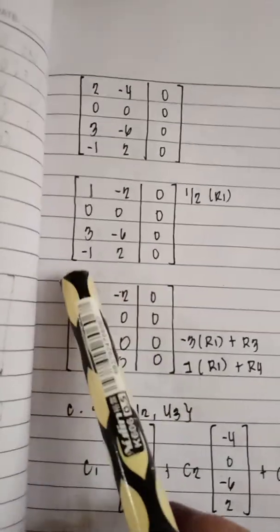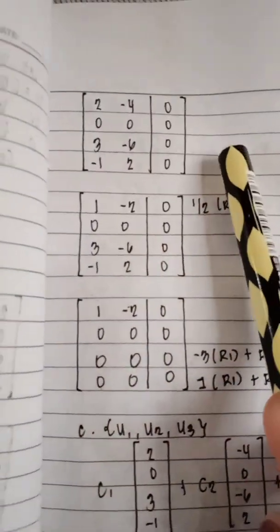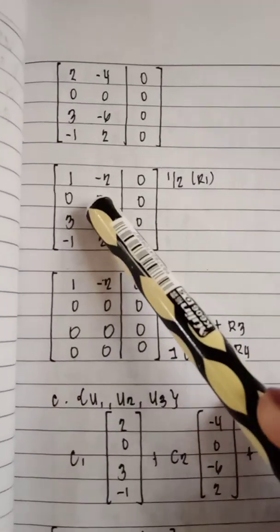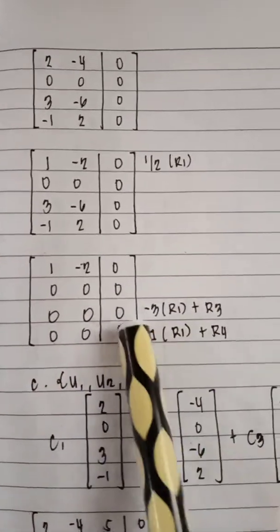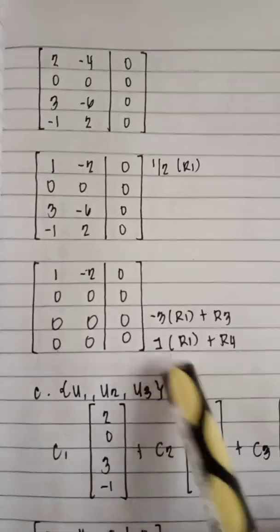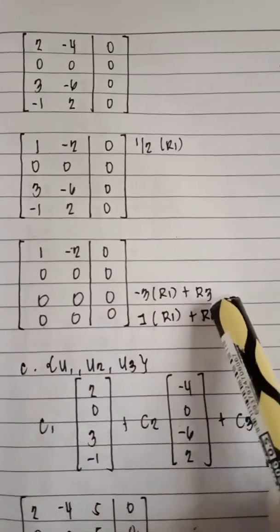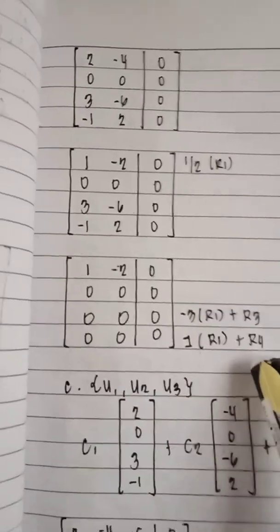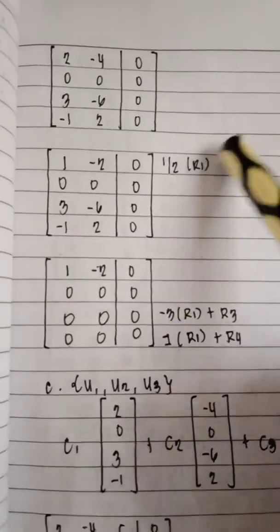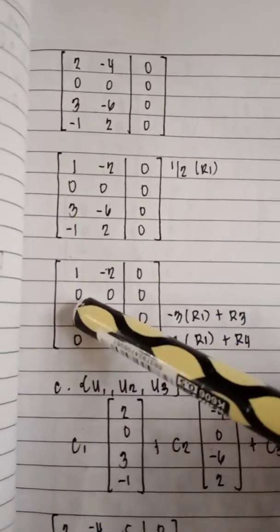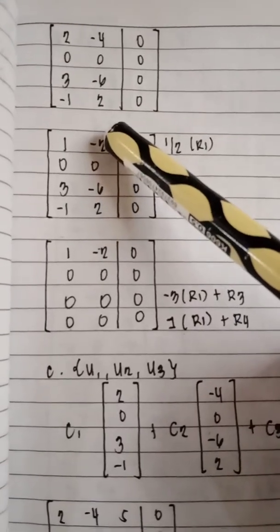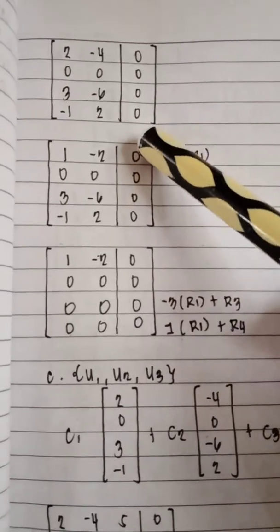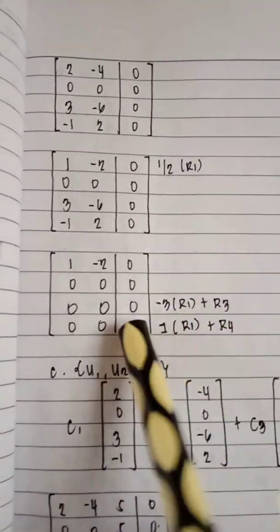So next, since our row 2 is 0, row 3 and row 4 are what we need to work on. We make the 3 and negative 1 into 0. So the formula that we will use to make this 0 is negative 3 times R1 plus R3. This is for row 3. And for row 4 it is 1 times R1 plus R4. So negative 3 times 1 plus 3 is equal to 0. Negative 3 times negative 2 plus negative 6 is equal to 0. Negative 3 times 0 plus 0 is equal to 0.